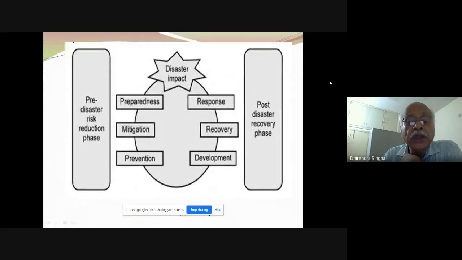Now you see this is the disaster, and these are pre-disaster risk reduction phase. That means prevention, mitigation, preparedness. These are pre-disaster steps. And response, recovery, development, rehabilitation, reconstruction that will come under development. These are post-disaster recovery phases. And actually, we call this to be disaster management cycle.